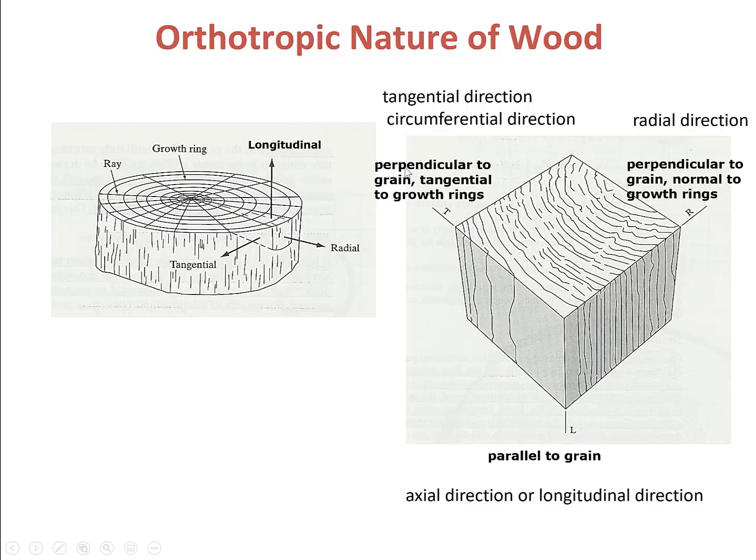The T direction is perpendicular to the grain and tangential to the growth rings. So this direction is called the tangential direction or circumferential direction. And this direction is also perpendicular to the grain, but it's normal to the growth rings or crosses the growth rings. So this direction is called the radial direction. So wood has different mechanical properties and physical properties in these three different directions.